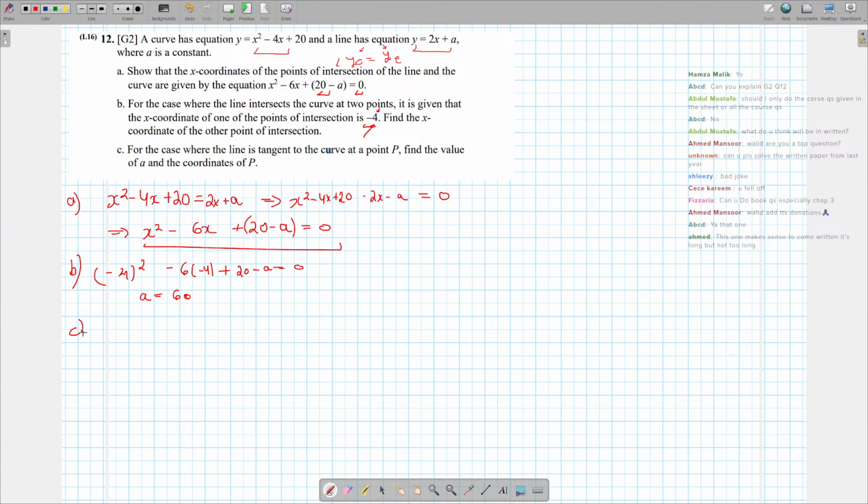Part C, no, sorry. They're not asking us to find a. They want the x coordinate of the other point of intersection. Now that I found a, I can find what x is, right?